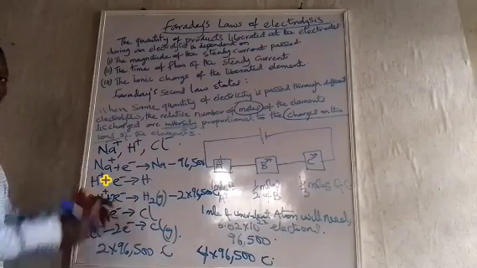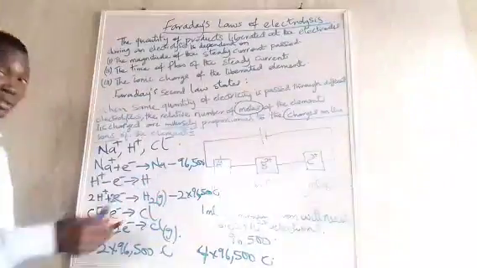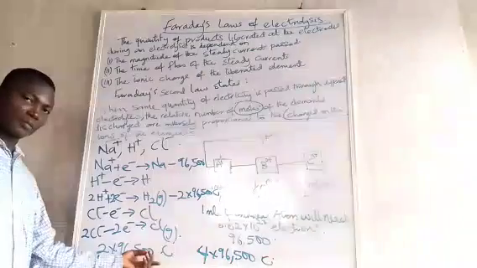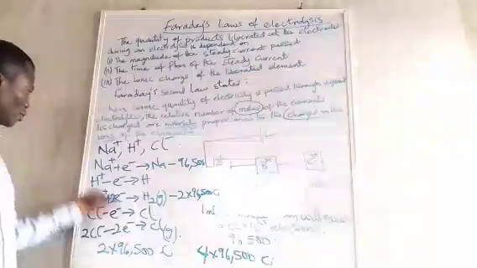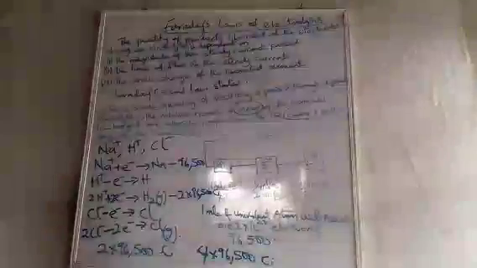But if they exist together, electrolysis requires sodium and chlorine to be liberated. Because this one will need two, we are going to discharge two of this. Because this one we need two, we need two of these ones to be discharged. So you will see what I write now.